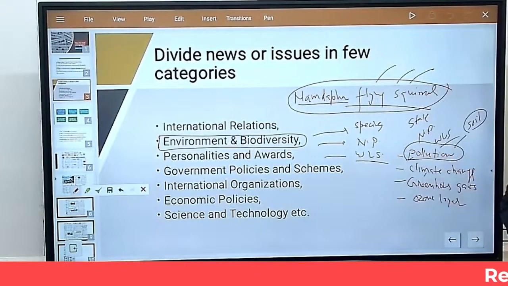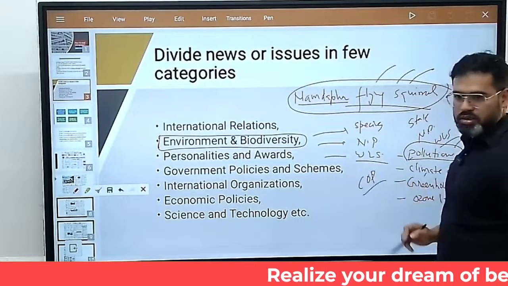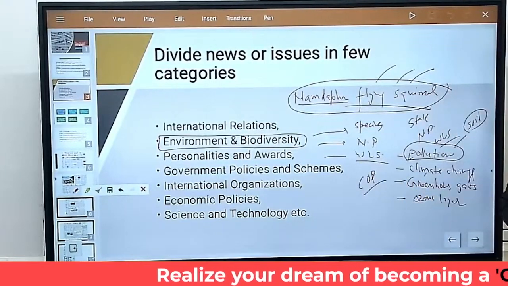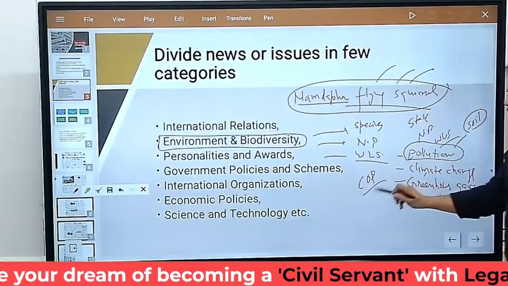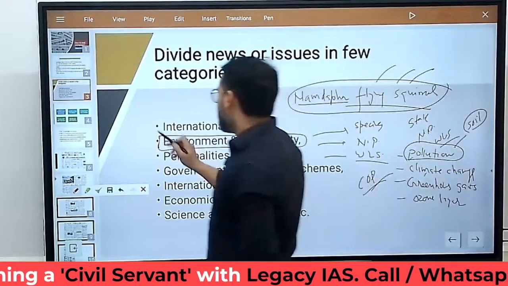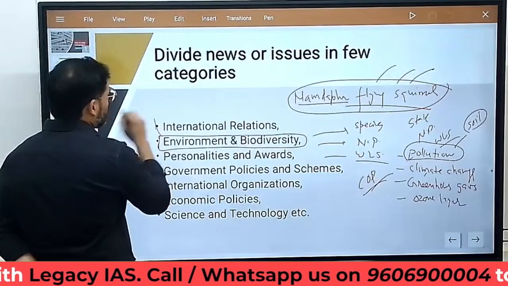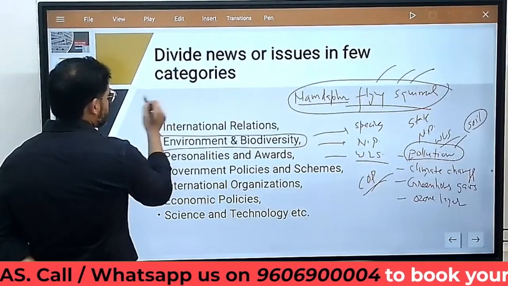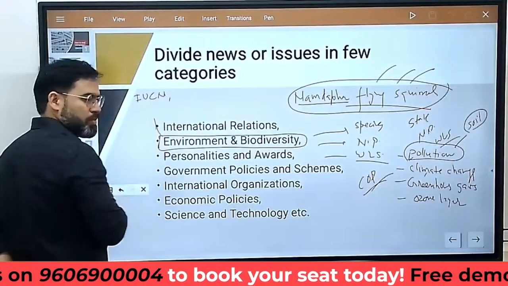Climate change का कोई भी issue, any meeting that has happened like COP, recently हुआ था ना UAE में, okay? Conference of the Parties, COP 28 I think it was, in the UAE. So that is important, right? Any world bodies regarding the environment, for example, IUCN, right? That is important, right?